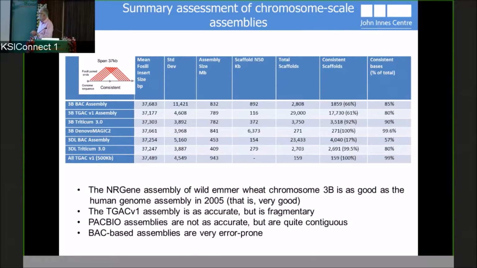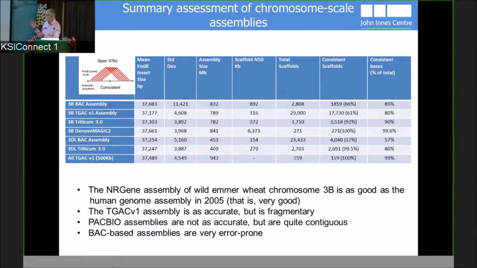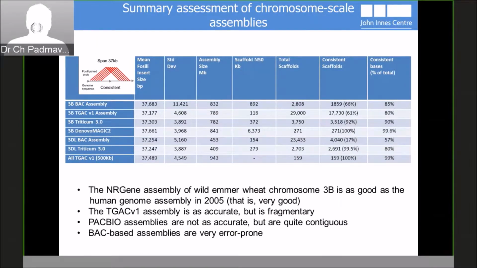We carried out this analysis on a couple of chromosomes. We chose 3B because that has a published BAC sequence. So here we've compared BAC assemblies, our assembly, the Salzberg Triticum 3.0 PacBio-based assembly, and the de novo MaGIC 2 assembly of wild emmer wheat that has been published. But to cut a long story short, the NRGene assembly of the wild emmer wheat chromosome is as good as the human genome back in 2005, which I think is pretty good for a wheat genome.